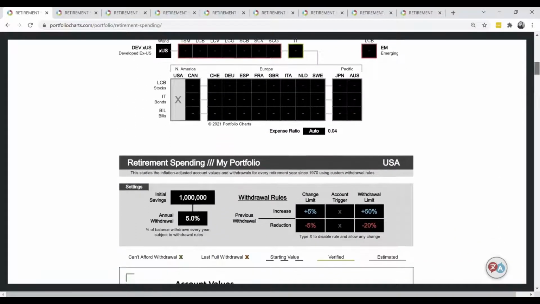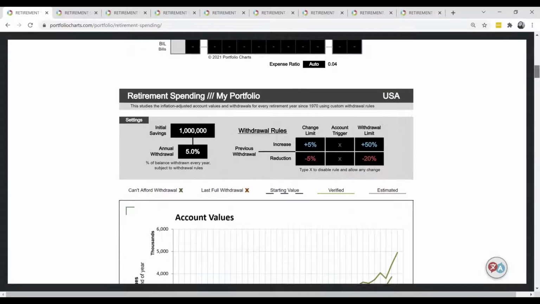Now, if we go down here, we see the withdrawal rules settings, and it starts with a sample portfolio of $1 million and an annual withdrawal rate of 5%. And you can click on this and change it to 4% or whatever else you want to change it to. We'll just leave it at 5% for now. And then over here, it has rules on how it would change over time.